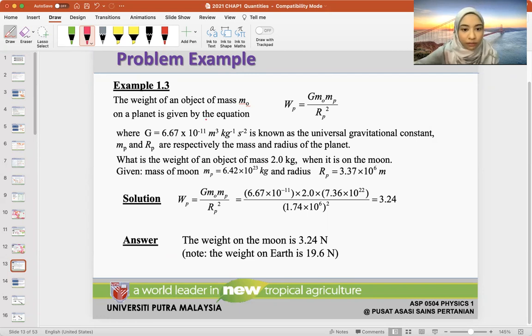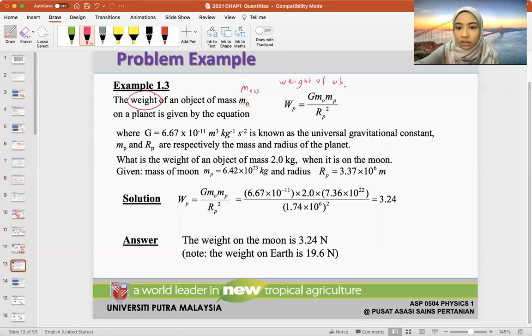The weight of an object of mass m naught. So we have a weight of an object. M is mass, naught is, sorry, m o, but I am used to calling it naught. The mass of object m o on a planet is given by the equation, with weight in Newton. Weight is equal to G times mass of object times mass of planet, M P, over radius of planet squared. So this is the equation.